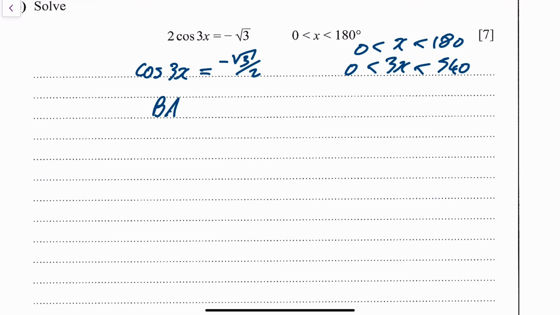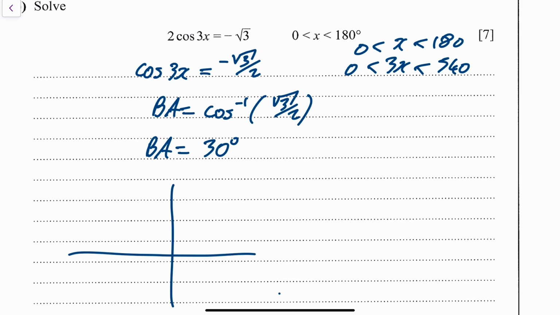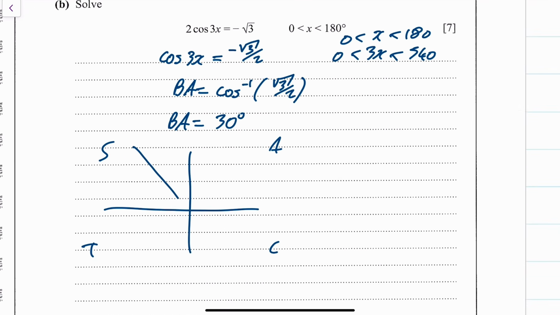Okay. First thing you do in your calculator is the basic angle. Now listen carefully to what I'm saying here. For your basic angle, you do cos to the minus 1 of root 3 over 2. So you're ignoring the negative, and that gives you a basic angle of 30 degrees. Now the negative comes into play when you do your CAST diagram. And cos is negative in here and in here. So that's 30 degrees and 30 degrees.